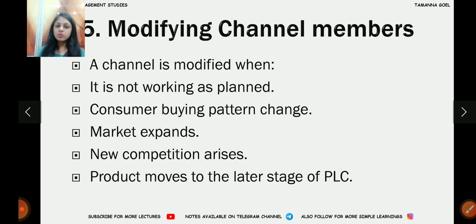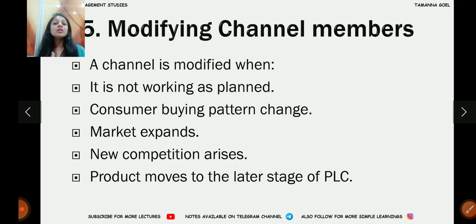So it can be modified when, number one, it is not working as planned. Consumers' buying pattern has changed. Today we have very clearly seen that customers are buying majorly through online, and people are preferring retail stores much less. So the buying patterns have changed. Let's say the markets have expanded. Today, companies are trying to reach the rural markets also. It's a well-known study that urban markets have come to saturation. Companies are not able to increase the sales. So what they're doing, they're entering rural India. So the market has expanded. New competition has come. New types of products are coming into the market, and they are selling their product through different channels. So you might have to follow the lead.